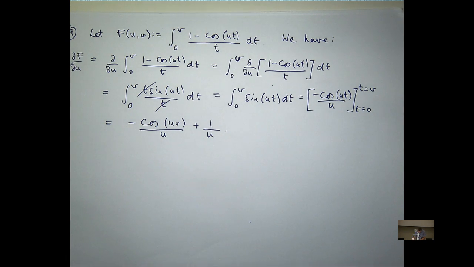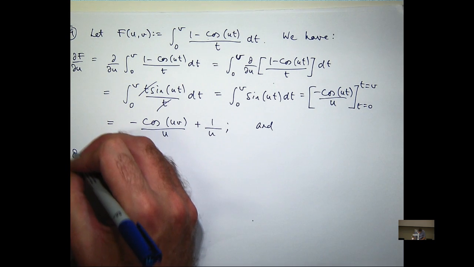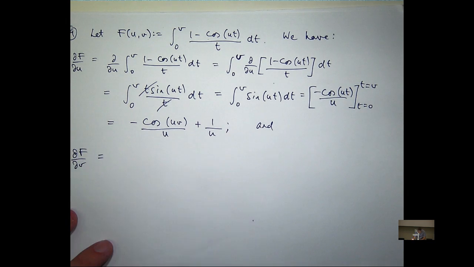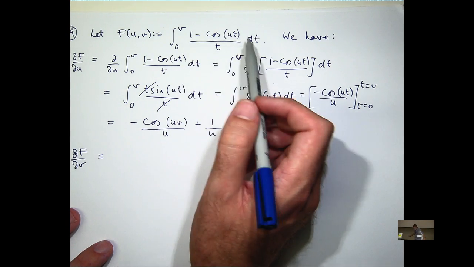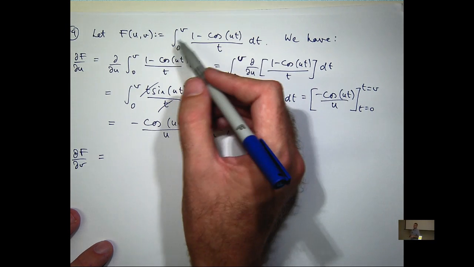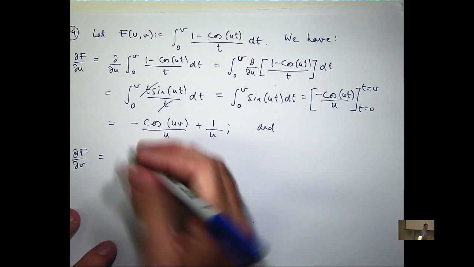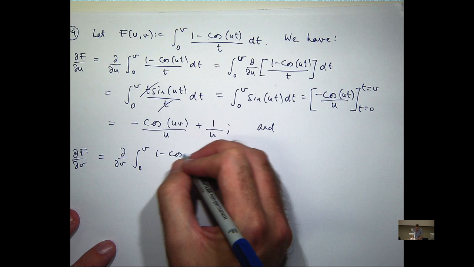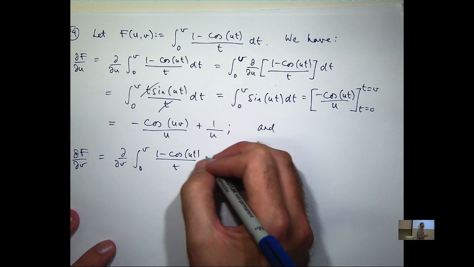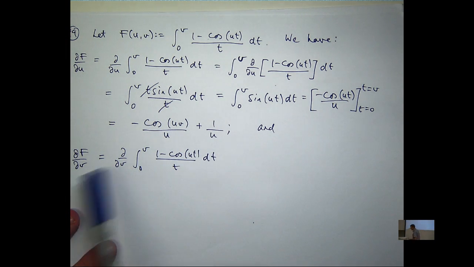All right, let's look at the other partial now, df dv. So let's differentiate this partially with respect to v. We notice the v is at the upper limit of integration. So it's the fundamental theorem of calculus. So that means we get rid of the integral sign, replace the dummy variable t with v, and just write it down.